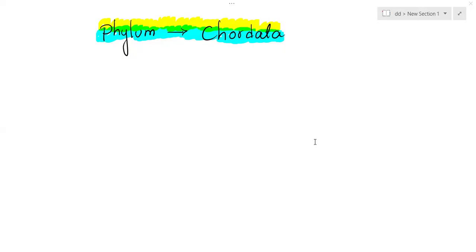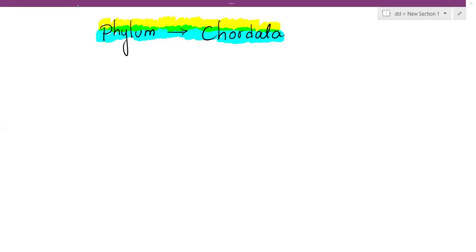At the same time, phylum Chordata also plays a major role because here many of the mammals belong. The chordates means that they have a backbone, so we call them chordates. I'll come to that later when we discuss the brief characters of this phylum Chordata. Major important points will be there, and that could be asked in the NEET and CET. So we'll start with a few characters from the start.